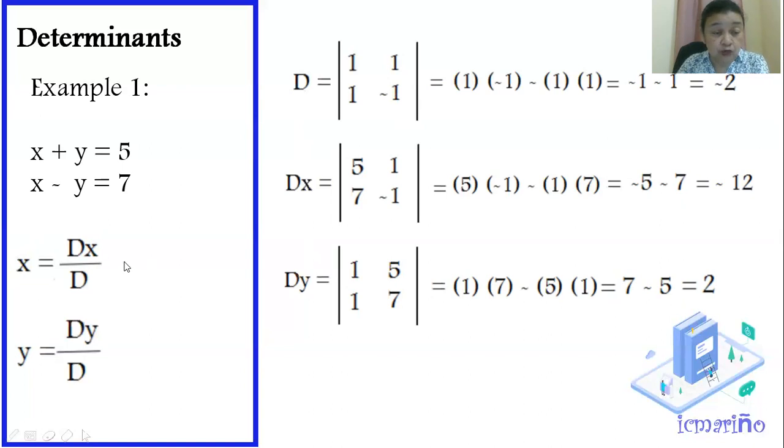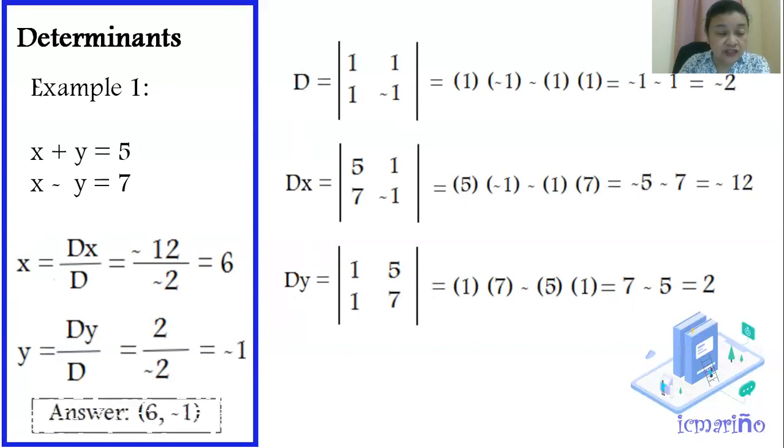Since meron tayong values ng D, ng determinant of x and determinant of y, pwede na natin siyang i-compute, yung x at saka yung y natin. So we have here, determinant of x ay negative 12. Ang ating D ay negative 2. Kaya naman, negative 12 divided by negative 2, meron tayong positive 6. Ibig sabihin, ang value ng x natin ay positive 6. Now, for y, determinant of y equals 2 divided by negative 2, that is equal to negative 1. So, ang answer natin, 6 for x and negative 1 for y.